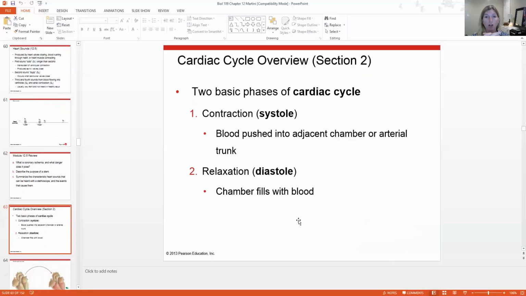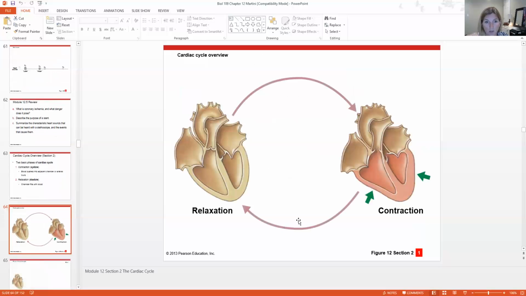All right, let's talk about the cardiac cycle. Two main phases: you have contraction and relaxation. Contraction is called systole. This is when the blood is pushed into the adjacent chambers or the arterial trunk. And relaxation is diastole. This is as the chambers are passively filling. So, contraction, relaxation.